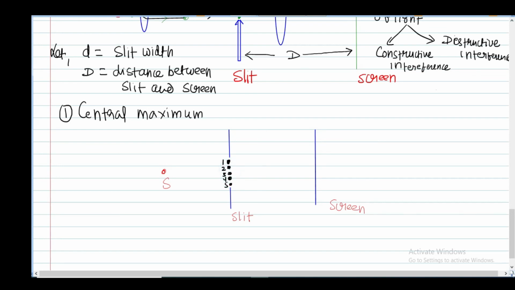Now suppose this is the center of the screen. Just look at the upper part of the slit and the lower part. Suppose a light wave is coming from the upper part and going to the center, and another light wave is coming from the lower part of the slit to the center. You can see they are in the same phase because they have traveled an equal distance. Since 1 and 5 are both in the same phase and travel equal distances, when they meet at the center, these two light waves will be in the same phase.